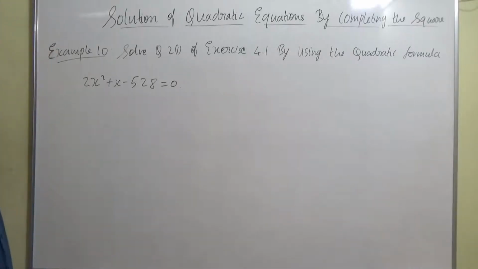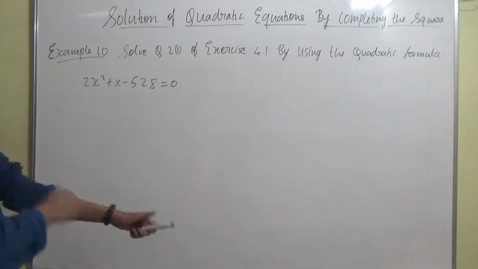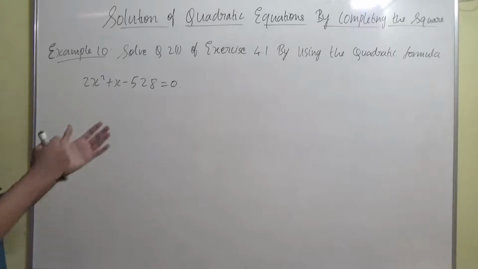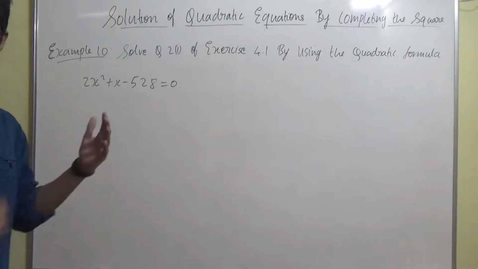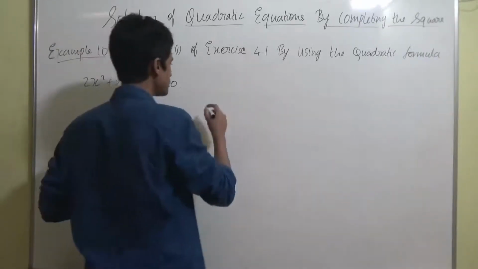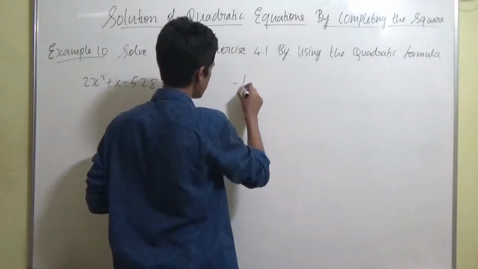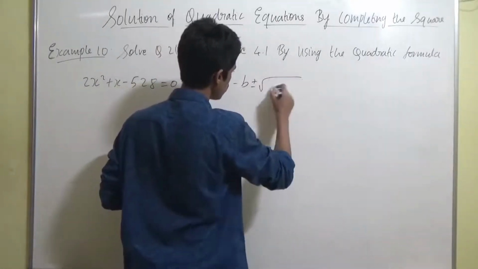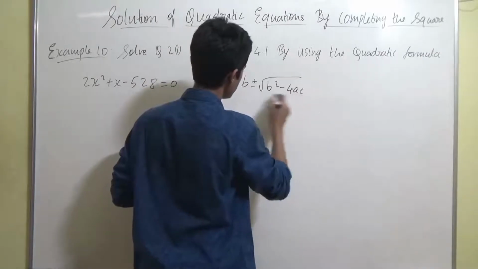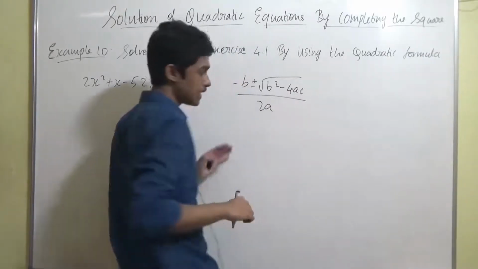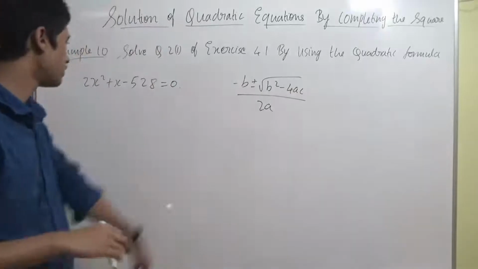Solve question number 2, first sub question of exercise 4.1, using the quadratic formula. So this was the question, guys, right? We have to use the quadratic formula and solve this question. So you know the quadratic formula, right? The quadratic formula is minus b plus or minus root of b square minus 4ac by 2a. Always remember this formula, a very important formula.